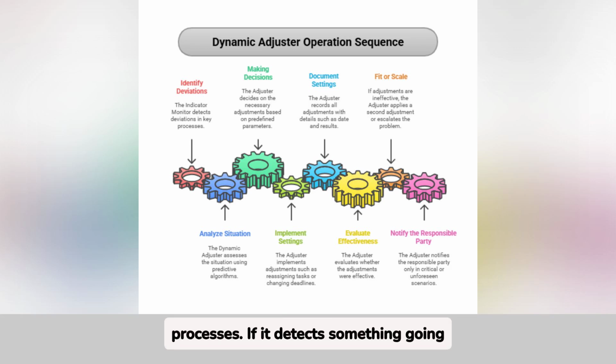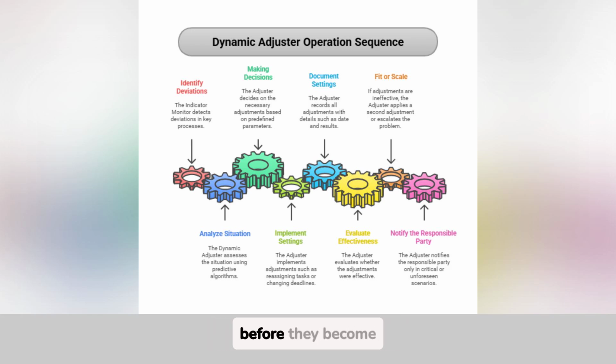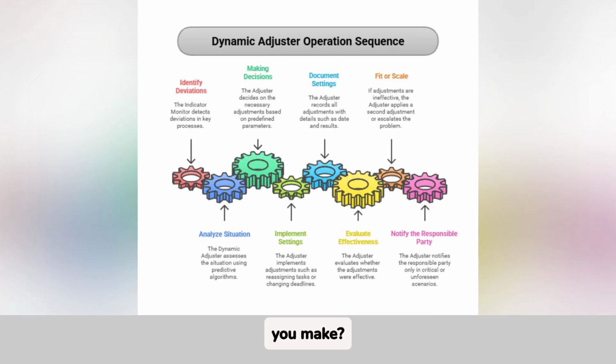If it detects something going awry, for example, a process is slowing down or errors are increasing, the adjuster assesses whether it's a one-time problem or if a structural correction is needed. It can even anticipate scenarios before they become crises, thanks to its predictive algorithms. And what kind of adjustments can you make? It depends on the type of plan and the scope of each action defined by the APV.